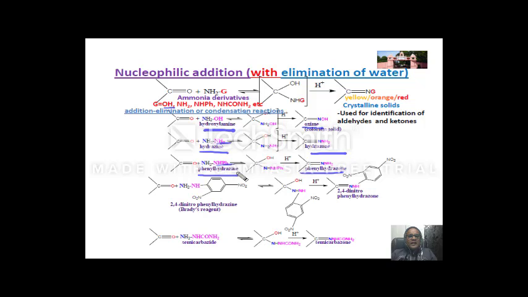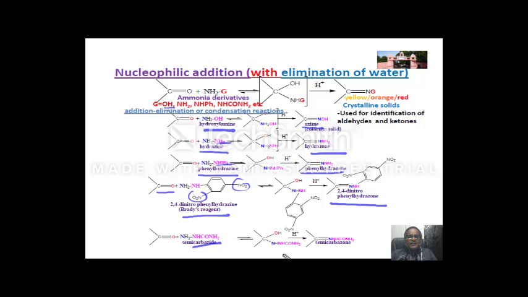So when we have phenylhydrazine, we have phenylhydrazone. Now this is Brady's reagent. What is that? It again is a phenylhydrazine, but then you have 2 nitro groups, 2,4-dinitrophenylhydrazine. And when this 2,4-DNP gets attached to carbonyl, you have a 2,4-dinitrophenylhydrazone formation, and also the same with semicarbazide.